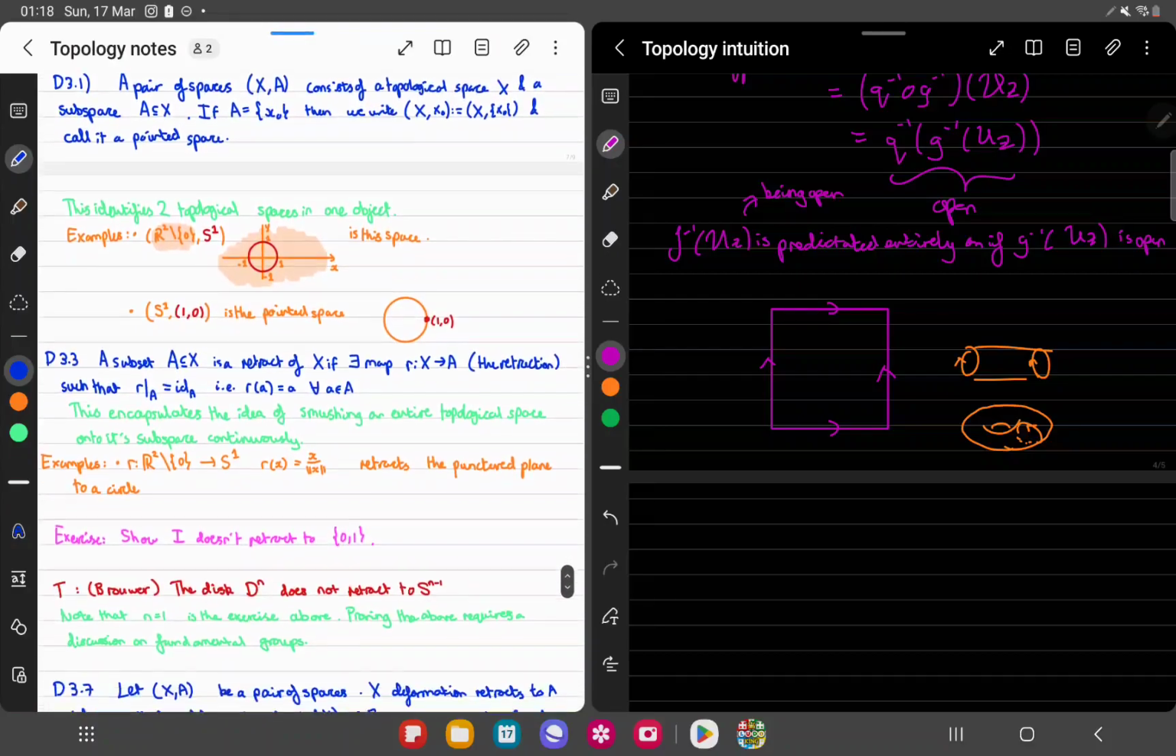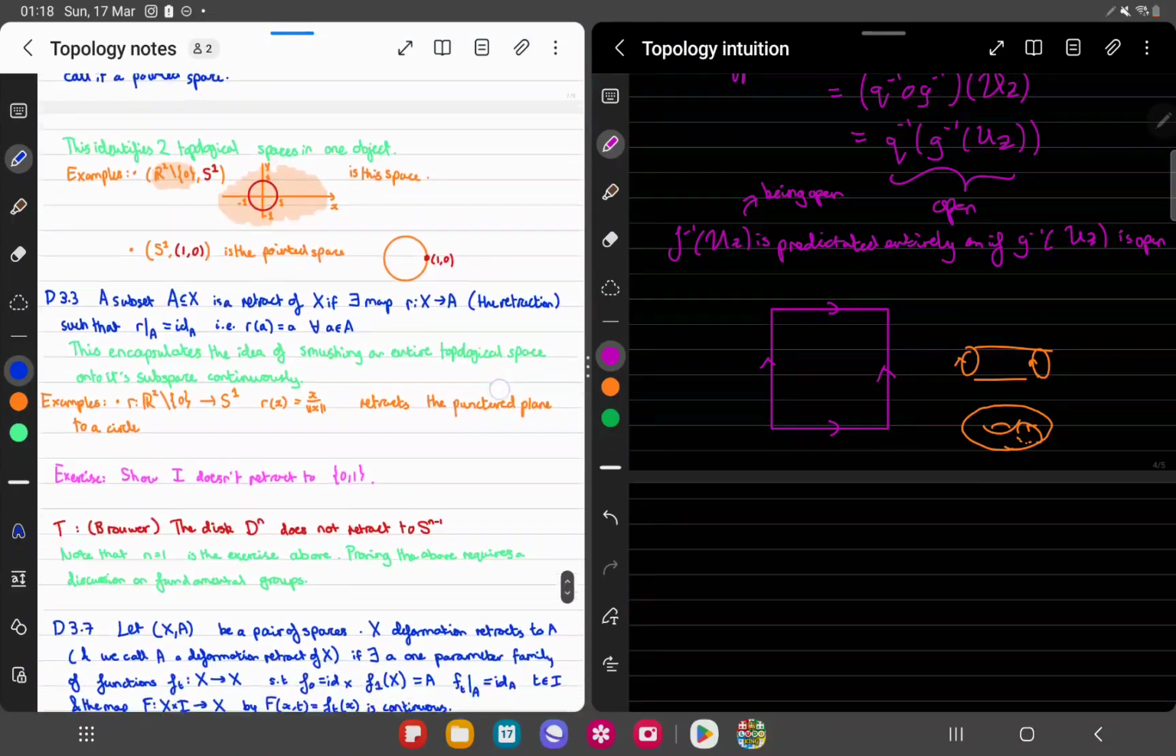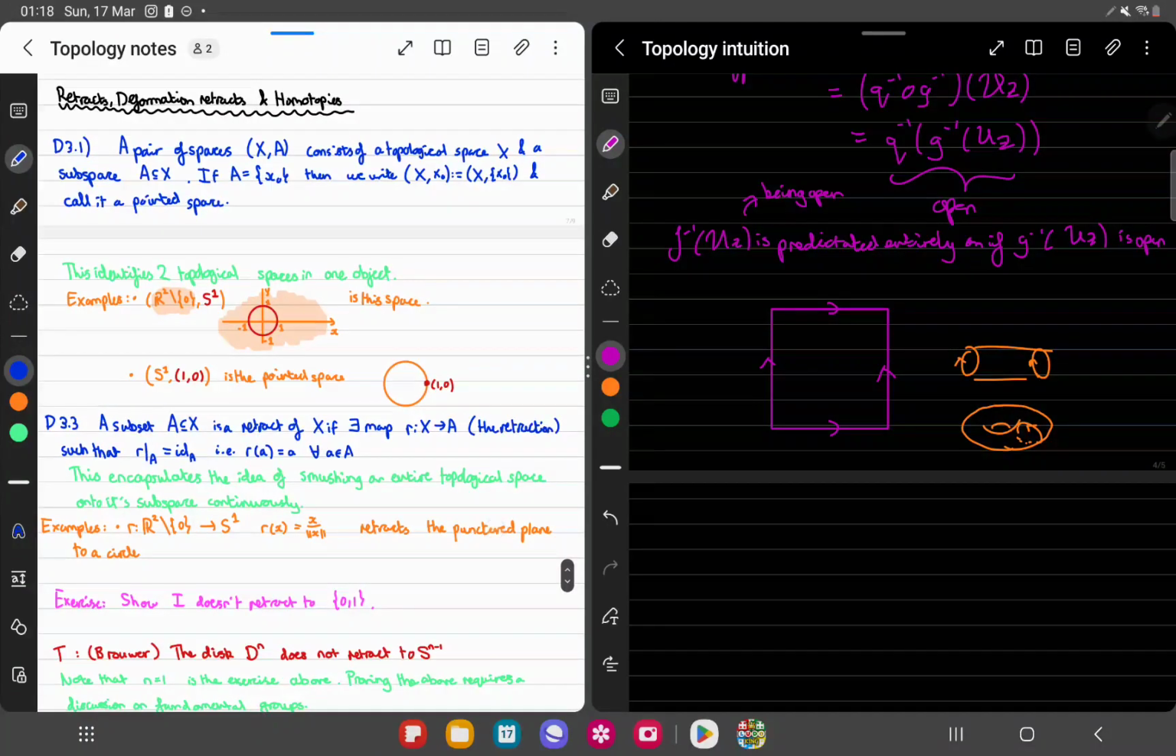So we're nearing the end. We're going to talk a little bit about retracts and deformations. I'll get to homotopies probably sometime soon, but I can't tell you exactly when. A pair of spaces (X, A) consists of a topological space X and a subspace A of X, well, a subset of X. If A is a single point, then we just omit the set sign and we call it a pointed space.